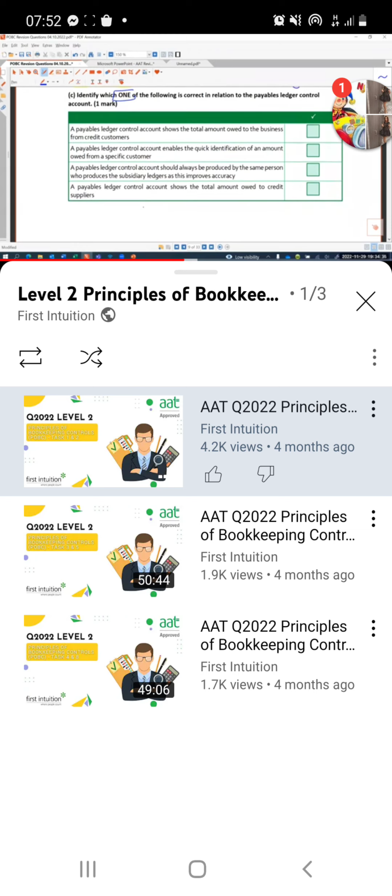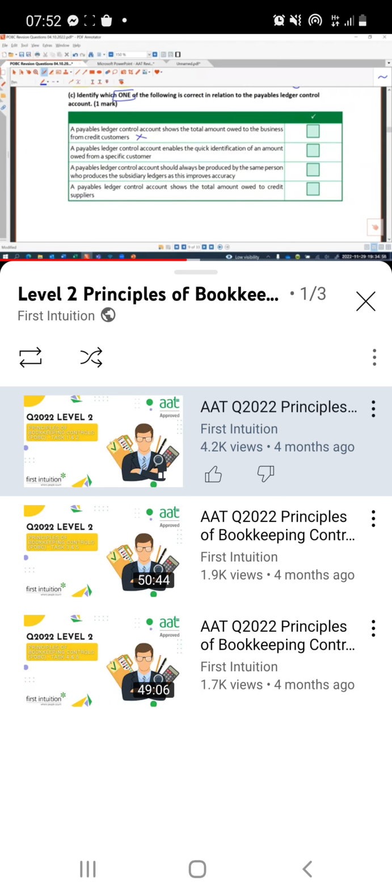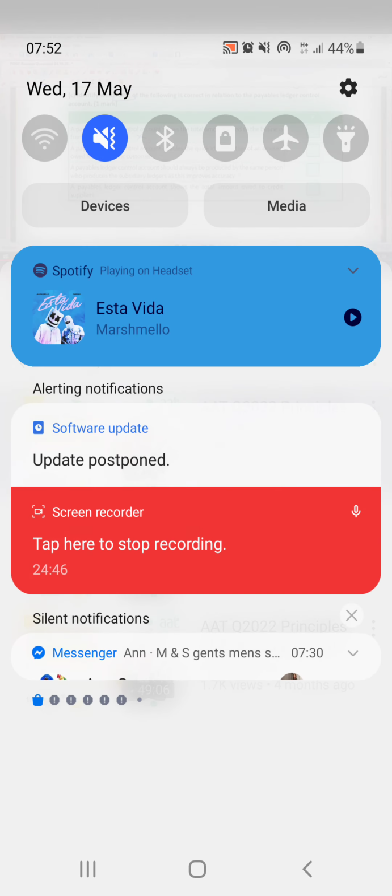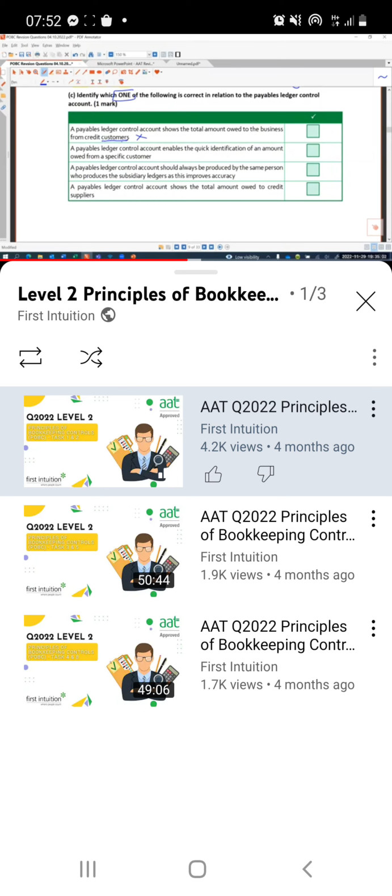So let's just have a read through the options. A payables ledger control account shows the total amount owed to the business from credit customers. Now that's a problem, isn't it? Because it doesn't actually talk about credit customers. It talks about suppliers. So that is definitely wrong. It's the credit customers part there makes it wrong.